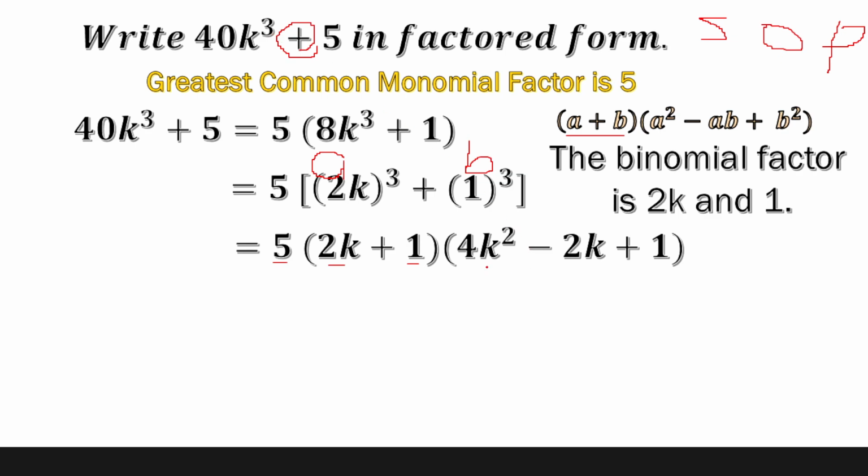Sir, bakit naging 4k squared? Kasi dito, a squared siya. So, 2k times 2k magiging 4k squared. Kaya po siya naging 4k squared. Tapos, negative yung sign. Third natin, negative AB or A times B. So, i-multiply natin to A times B, 2k times 1. Kaya naging 2k na lang dito. At yung last sign natin is always positive. At B squared naman, 1 times 1 is always 1.